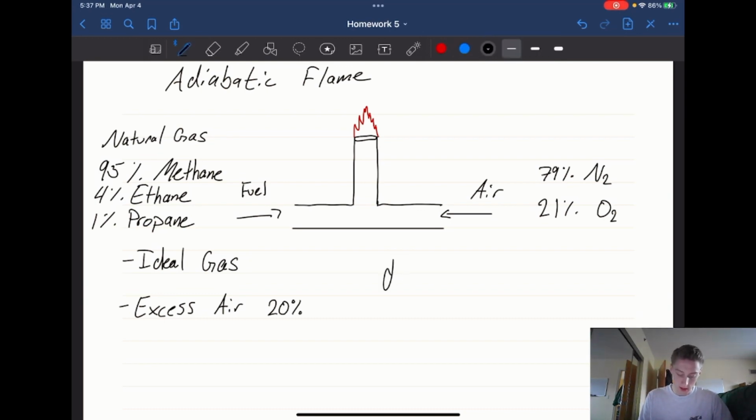If you remember, our change in enthalpy is equal to the internal energy plus PV, the PV work. And for this problem, I'm going to set it up like this just to explain it a little bit. It'll be enthalpy in times some mass in, which is then going to equal our enthalpy out times some mass out. So those two have to be equal.